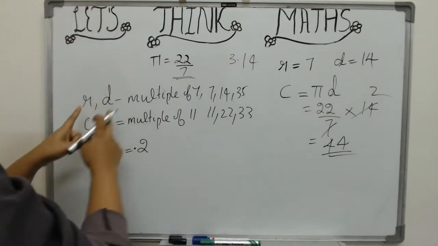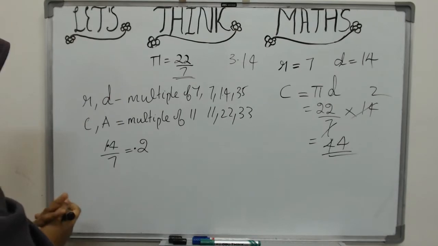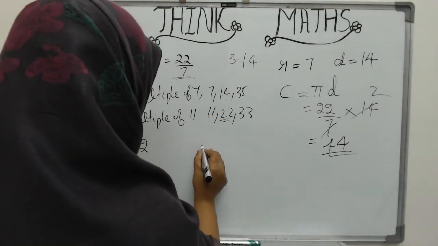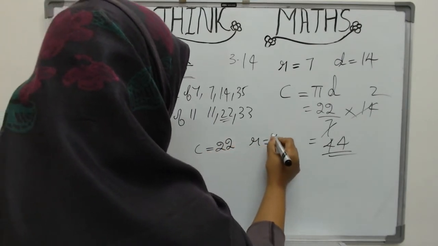And at the same time, consider this. What if the circumference or the area is a multiple of 11? To make it easy, let's just take 22 here. Let circumference be equal to 22. Then what will be the radius?